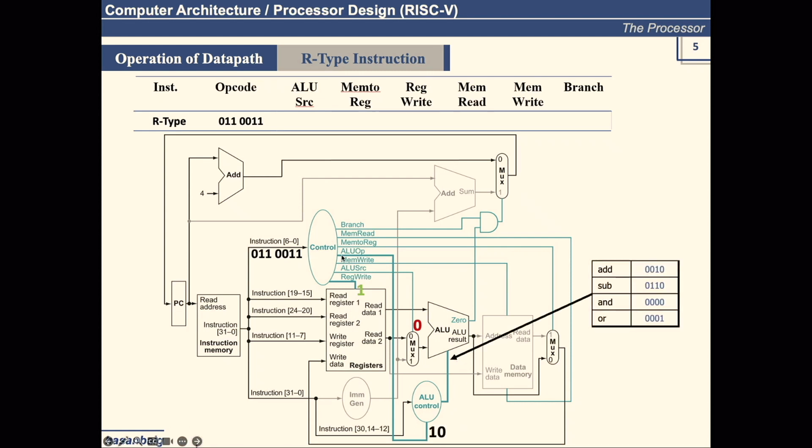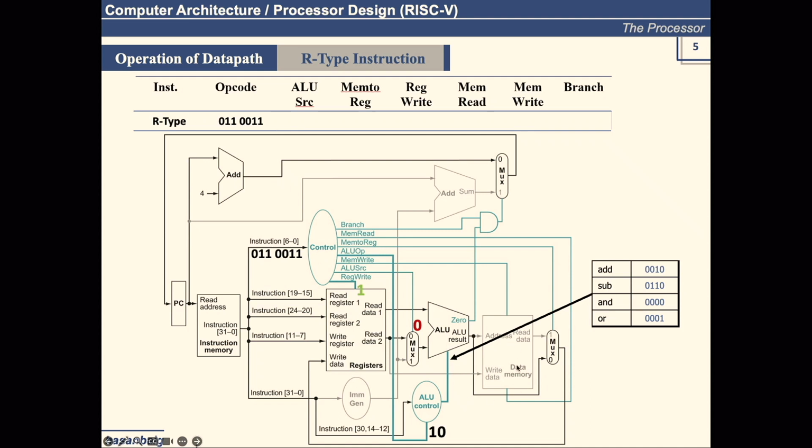This control unit generates a 2-bit ALU op signal, which in turn generates the corresponding 4-bit ALU control signals. We have already discussed this, so I'm not going into detail. Depending on what type of R-type instruction it is, add, sub, and, or, it will generate the corresponding signal.